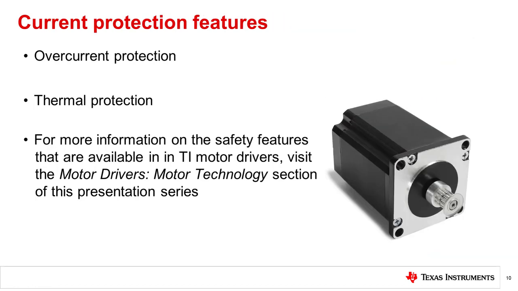The last topic we will discuss is a couple of the current protection features that are available in TI's motor drivers. One protection feature is called overcurrent protection, which helps protect against dangerous peak current events. Overcurrent protection protects the motor driver from experiencing too much current by shutting down the device when the current through the windings exceeds a defined threshold. The overcurrent threshold is the maximum amount of current that can be pushed through a device before the overcurrent protection feature shuts down the device.